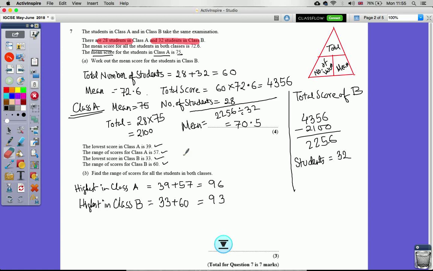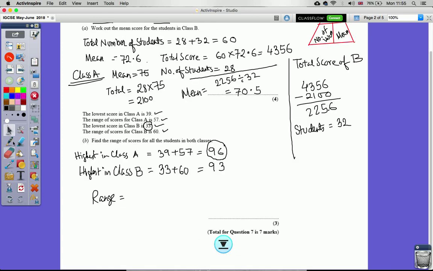So what is the overall highest in the two classes combined? The overall highest is 96. And what is the lowest in both the classes combined? The lowest in both the classes combined is 33. So the range is going to be 96 minus 33, which is 63. That is the combined range of the whole class, two classes.